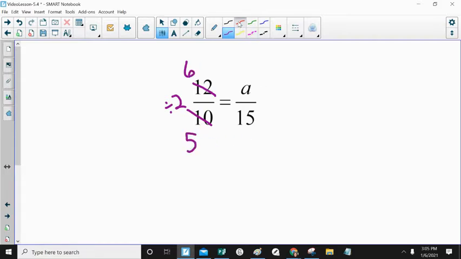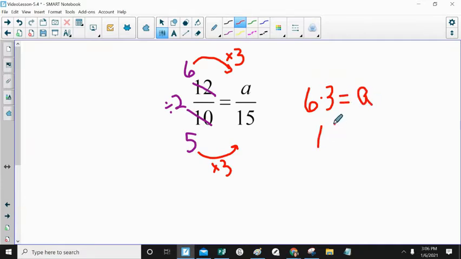Using the multiplication property of equality, I can see that if I multiply 5 by 3, I will get 15. I have to multiply my top number, the other number in my ratio, by the same number. So I have to multiply both numbers of my ratio, 6 over 5, by 3. And if I do that, 6 times 3 will give me the value of A. And A is 18.